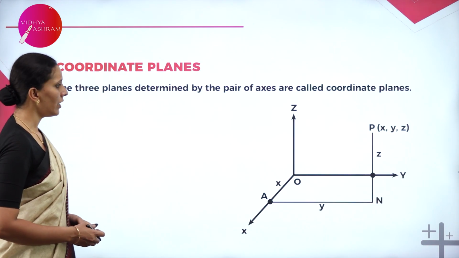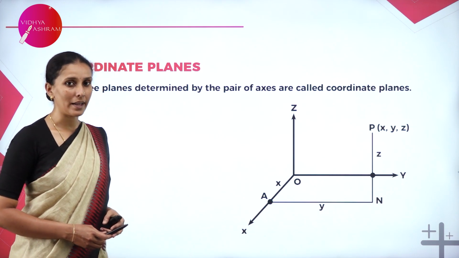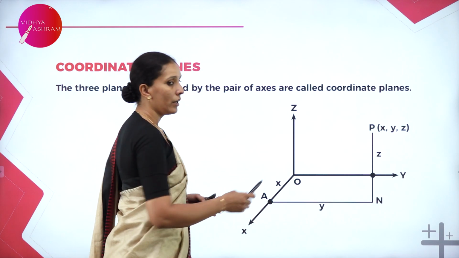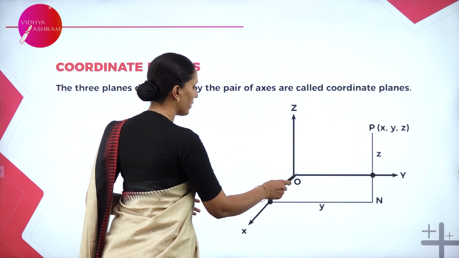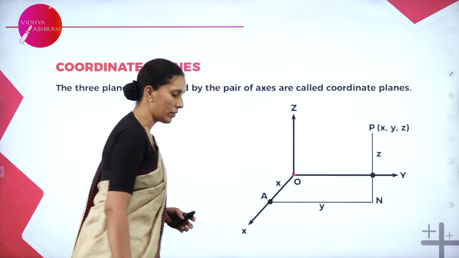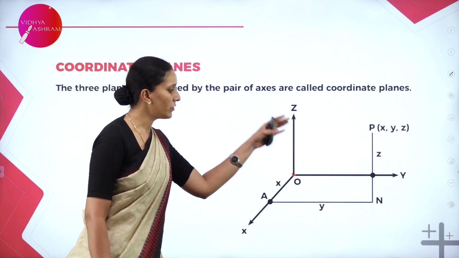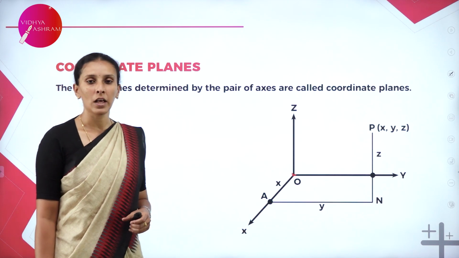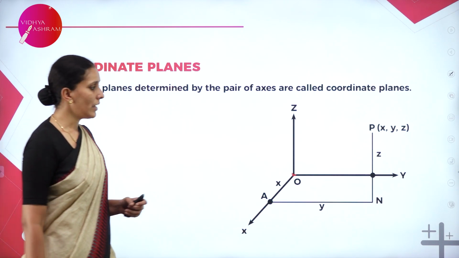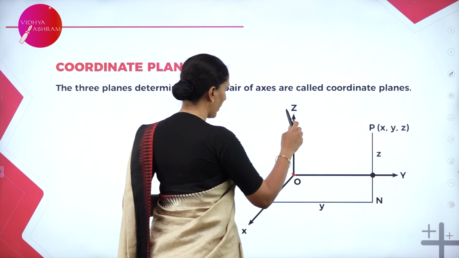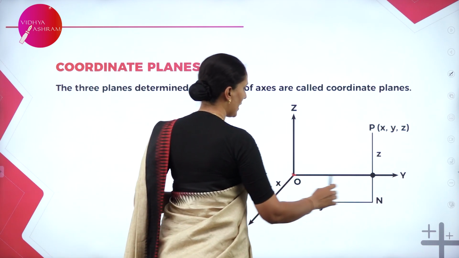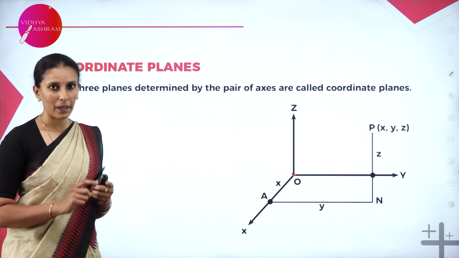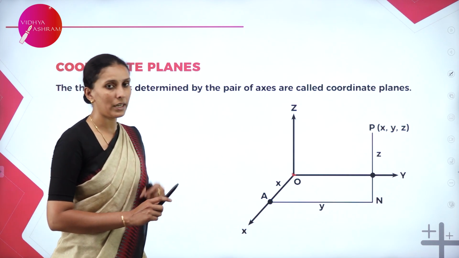Now let us consider three lines that are mutually perpendicular to each other. When three mutually perpendicular lines intersect at the same origin, so let this be the origin, the intersection of these three lines forms planes which are termed coordinate planes. So any plane determined by a pair of axes, it may be z and x, it may be z and y, it may be x and y, is nothing but a coordinate plane.